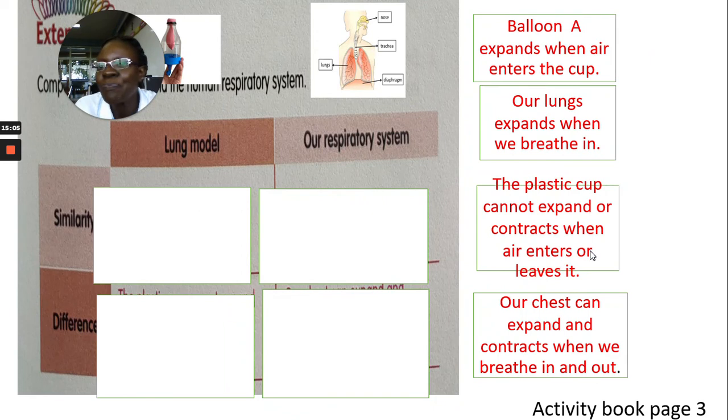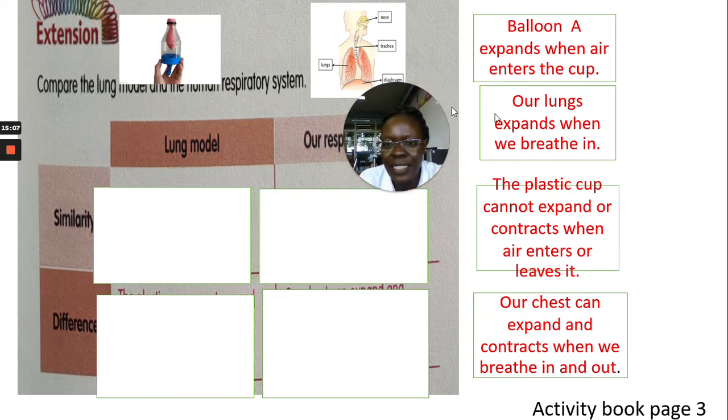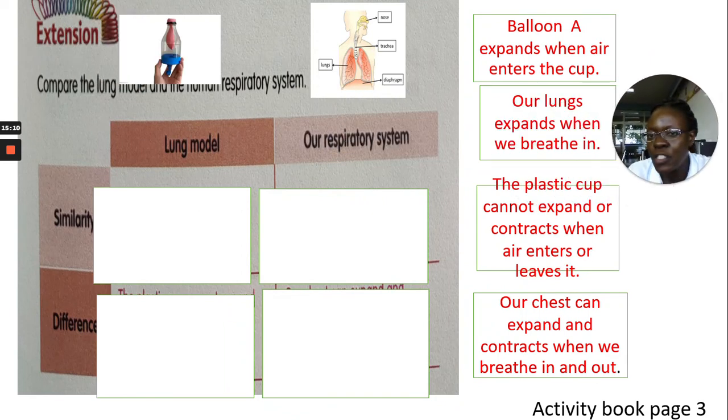And then here we have similarities and differences, okay? So this one here is a lung model and this is the real lung, okay? So the lung model and the respiratory system, this one. Now similarities means the same. Differences means the different, like how are they different? So what makes these things the same? They have what? The lungs, which is the balloon. They have the diaphragm, yeah.